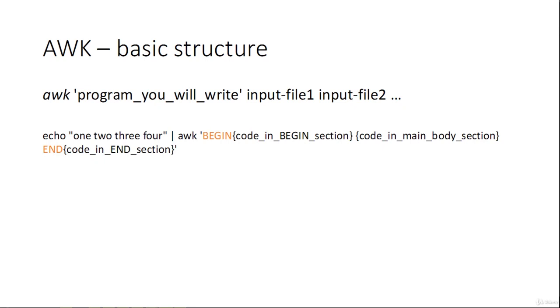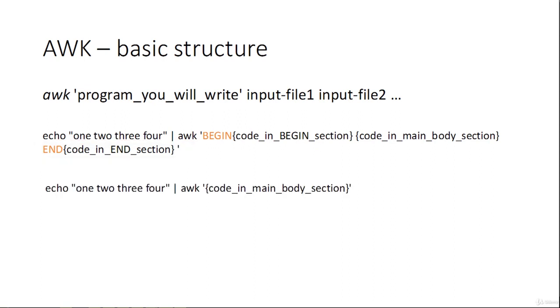Here is an example of how the code can look. Notice that we don't specify file names here, but instead we want the AWK program to be run just for a specific output of the echo command. So what is happening here? Firstly, the output of the echo command is used as input into the AWK program. Then AWK executes commands in the begin section. Then commands in the main body are performed for the output of the echo command, and finally, because we don't have more lines, more inputs, the end section is performed.